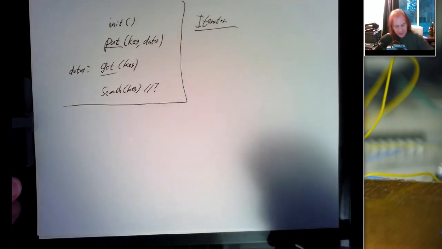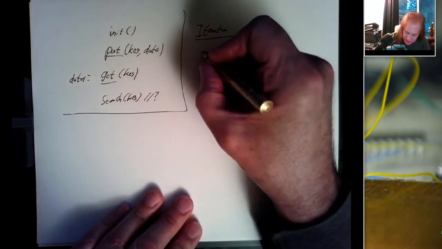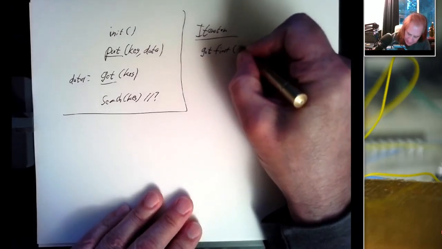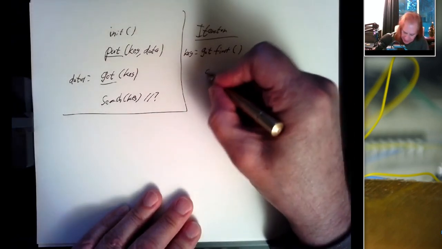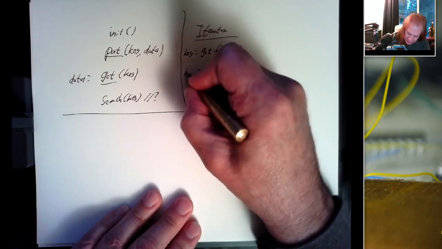So we use an iterator. And an iterator might be something like this. Get first, and this returns us a key. And then we could say get next, and this returns us a key.